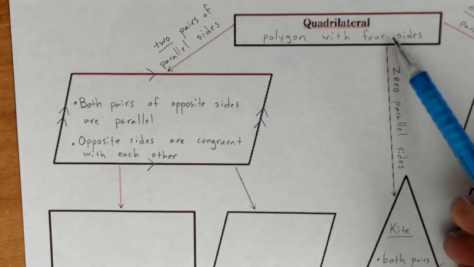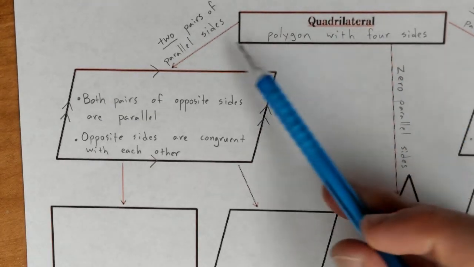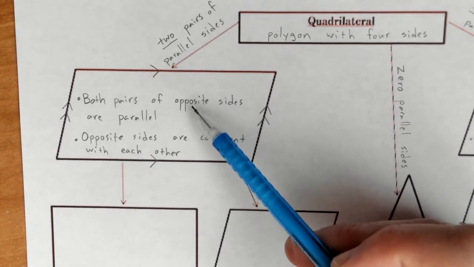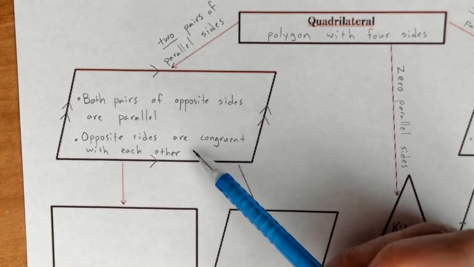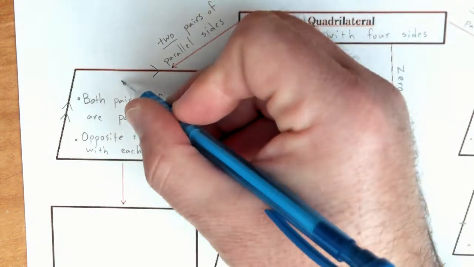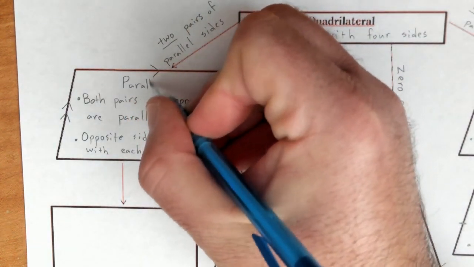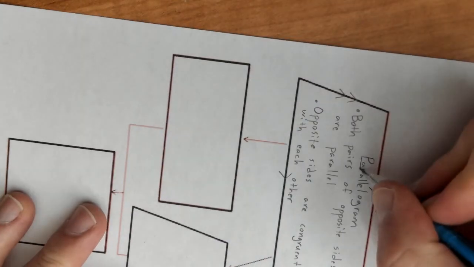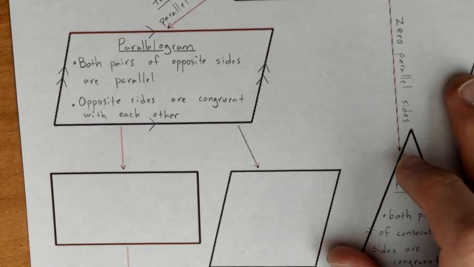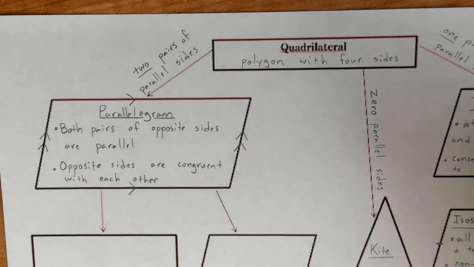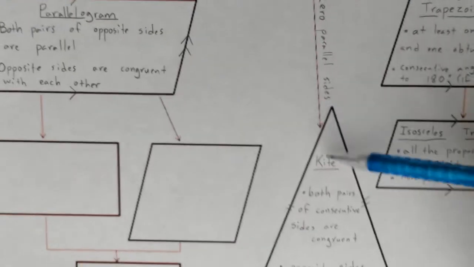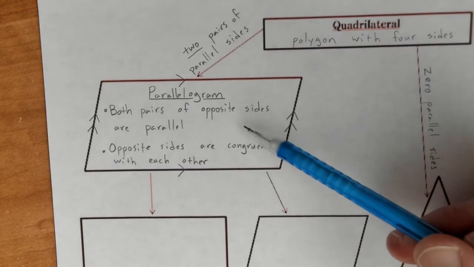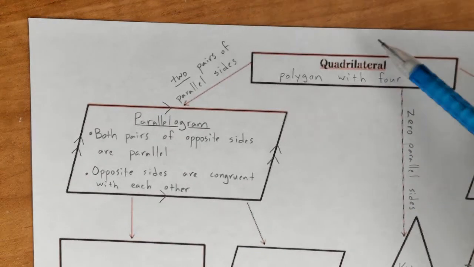So, if it's a polygon with four sides, if it has two pairs of parallel sides, and opposite sides are congruent with each other, we are dealing with a parallelogram. And again, parallels in the name. That should tell you just how important all those parallel lines are. Okay. Now, a parallelogram is still a quadrilateral. There are other quadrilaterals that are other things. But every parallelogram, everything down below, is going to also be a quadrilateral.